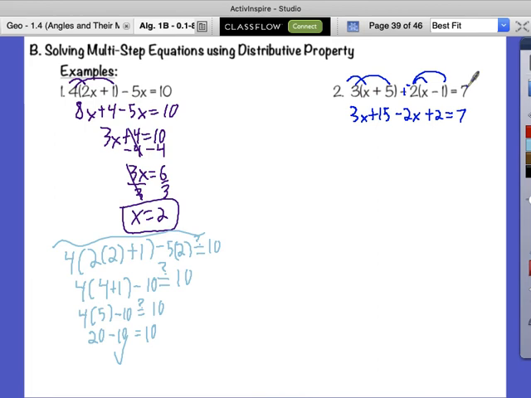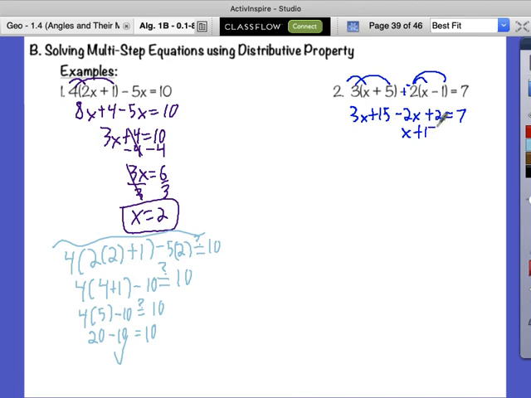All right, we're going to combine some like terms. Raise your hand if you can tell me some like terms here. 3x minus 2x. Those are like terms. What does that combine to be? 1x, just x. Do you have anything else we can combine? 15 plus 2. Yep, and that is 17. So we have x plus 17.